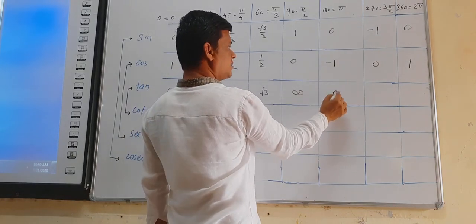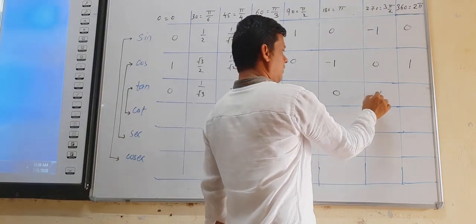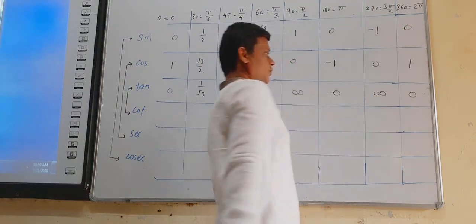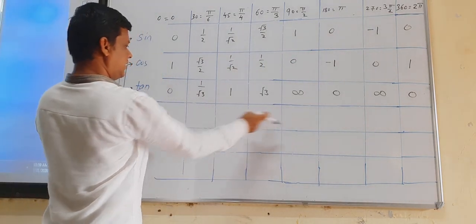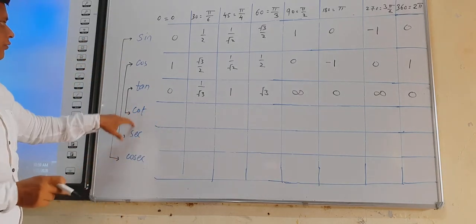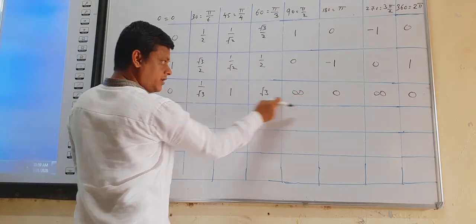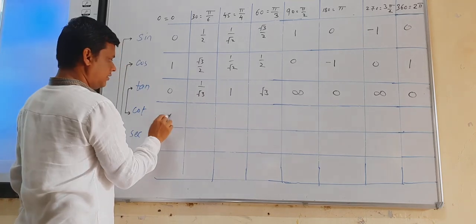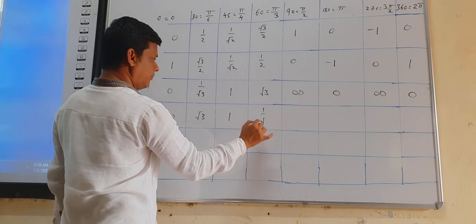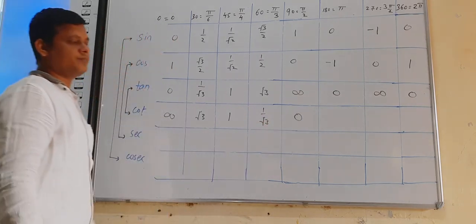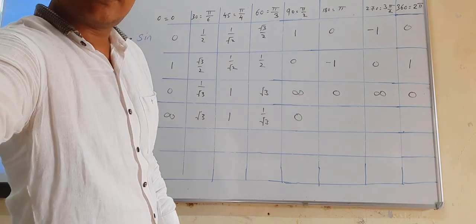0 upon any number is 0. -1 upon 0, that is again not defined. 0 upon any number is 0. So for cot we have to write these entries in the reverse order, or you can use cot equals cos upon sine. So instead of writing that, we write this in reverse order: from this infinity, then root 3, then 1, 1 by root 3, 0. So in this way you can write these entries.